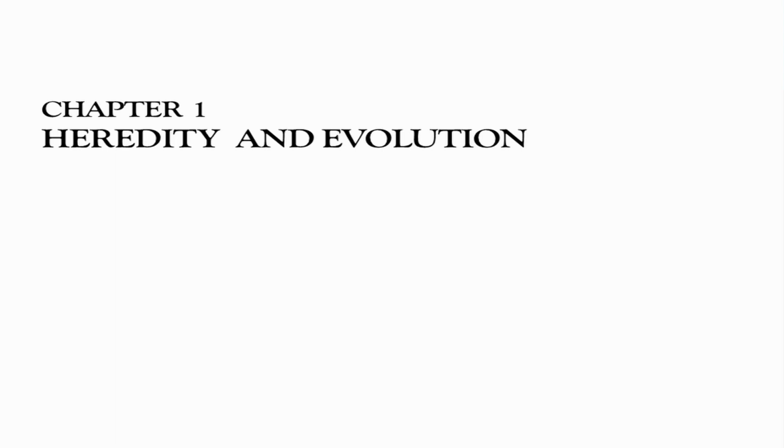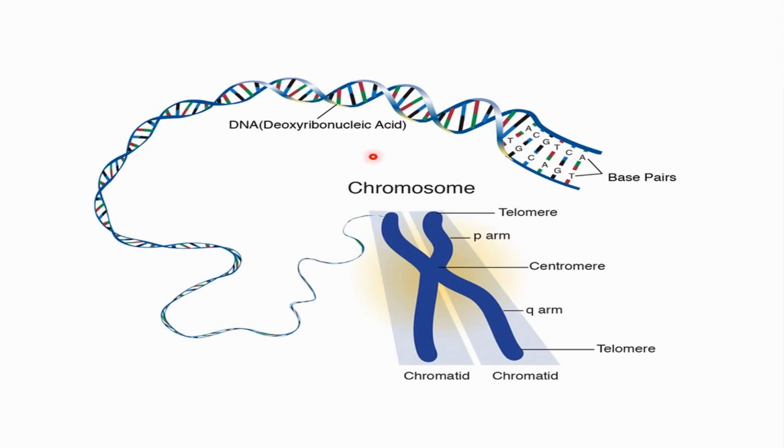Today we are going to learn chapter 1 of science paper 2, heredity and evolution. Whenever we talk about heredity, we generally pinpoint towards the gene. What is heredity? Heredity is actually transmission of genetic characters from parent to child. We have learned about this in the previous year when you were in the 9th standard.